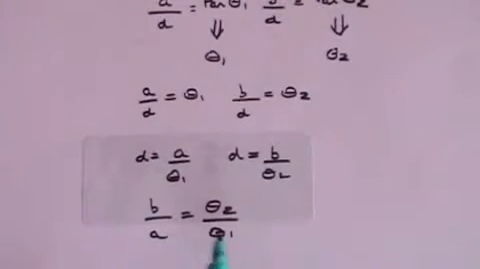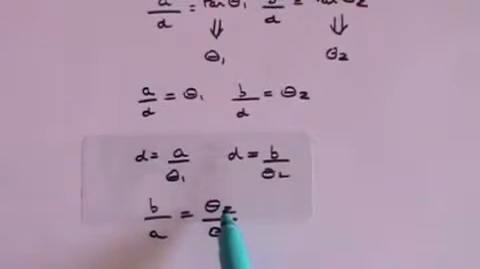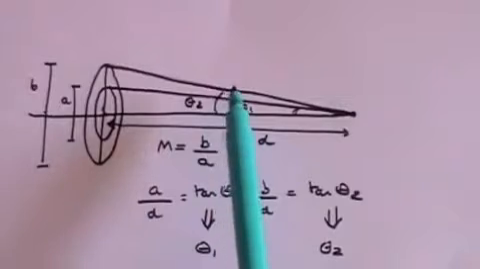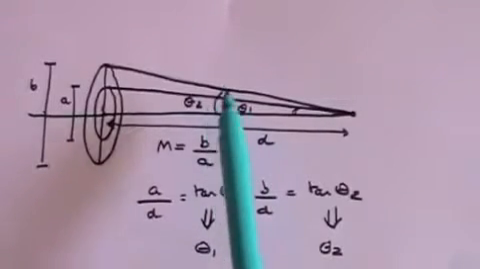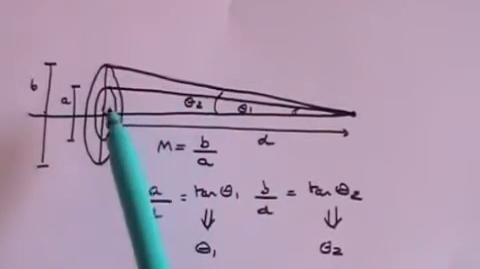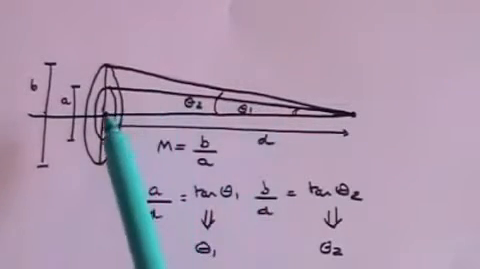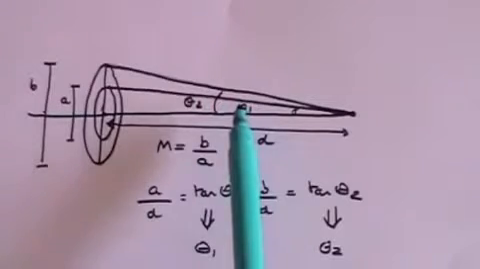So magnification, angular magnification, is the ratio of the angle of the moon as seen through the telescope, that angle between the centre of the moon and its edge, divided by the angle between the centre of the moon and the edge when not seen through the telescope. That is the angular magnification.